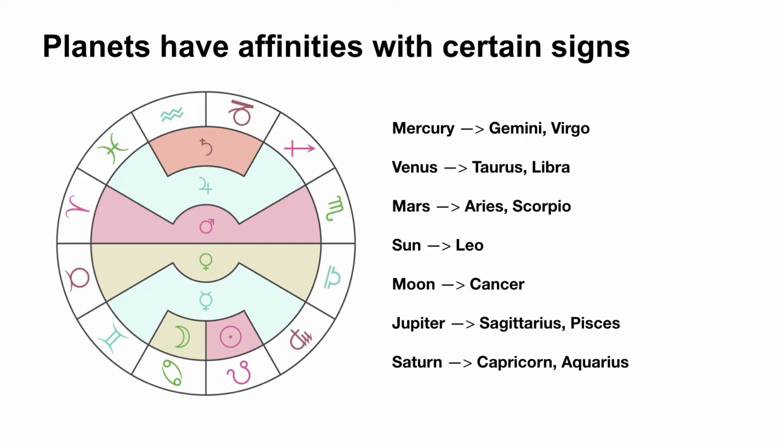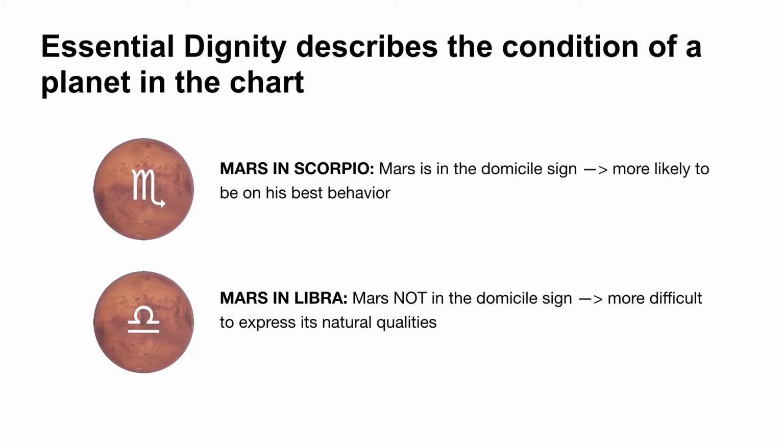The term essential dignity describes the condition of a planet in a natal chart. By condition, we mean the planet's ability to express its best version of itself, to be on its best behavior. However, if a planet has little essential dignity, then it finds it more difficult to express its natural qualities. When Mars is in Scorpio, he is more likely to be on his best behavior than when Mars is in a Venus sign, Taurus or Libra.